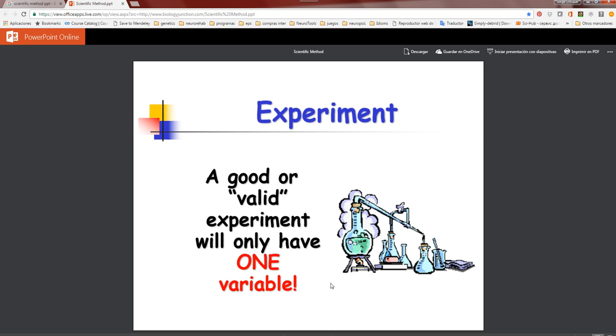The experiment is going to be valid or good only if you are testing one variable at a time. This is in order to have comparable data, because you are going to run the experiments over and over again. You are going to have several trials in order to reach validity in the testing. So please remember, just one variable at a time.